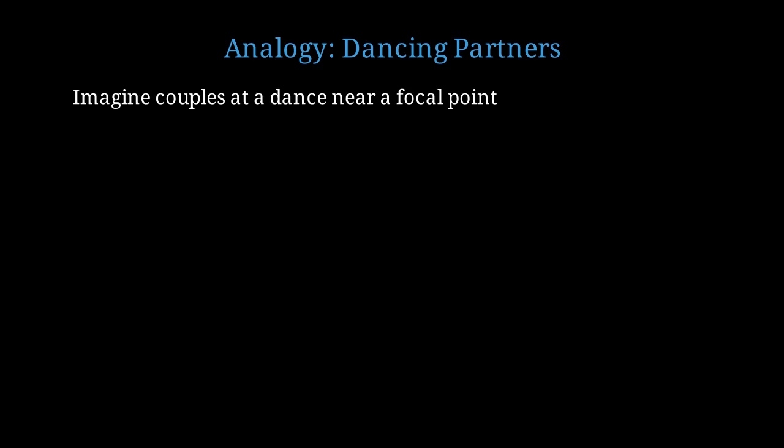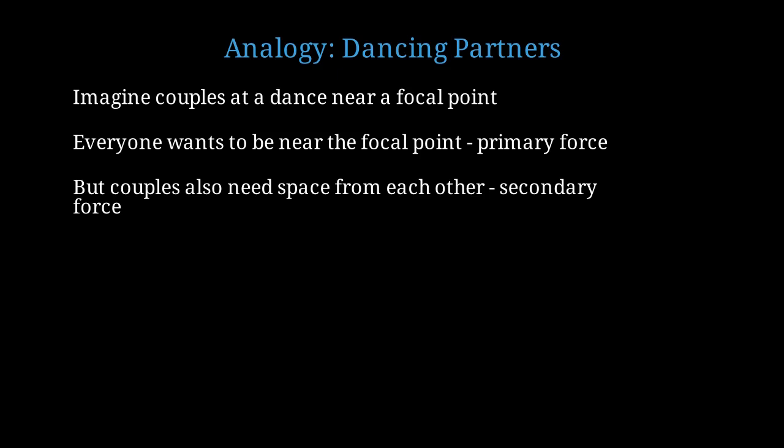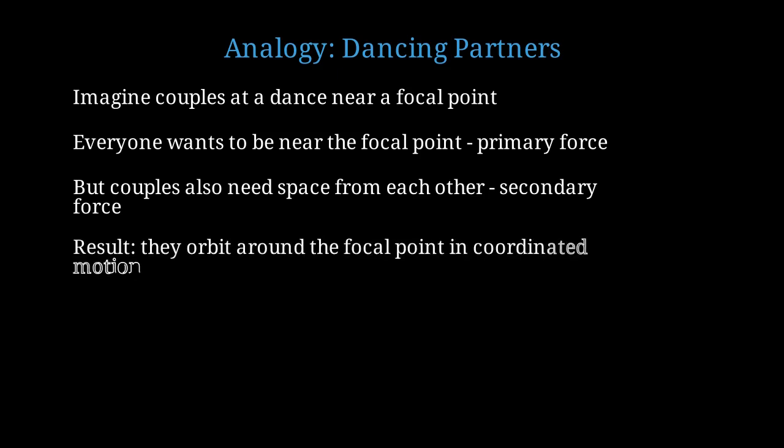Let me give you an analogy that might make this more intuitive. Imagine couples dancing at a party, and there's a special focal point in the room where the music is best. Everyone wants to be near that focal point. That's like the primary Bjerknes force bringing bubbles toward the node. But the couples also need to maintain distance from each other so they don't collide. That's like the secondary forces between bubbles. The result is that couples end up orbiting around the focal point in a coordinated pattern, just like the bubbles.